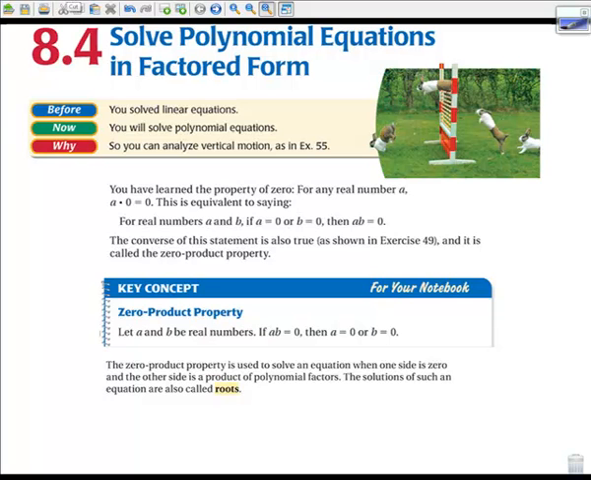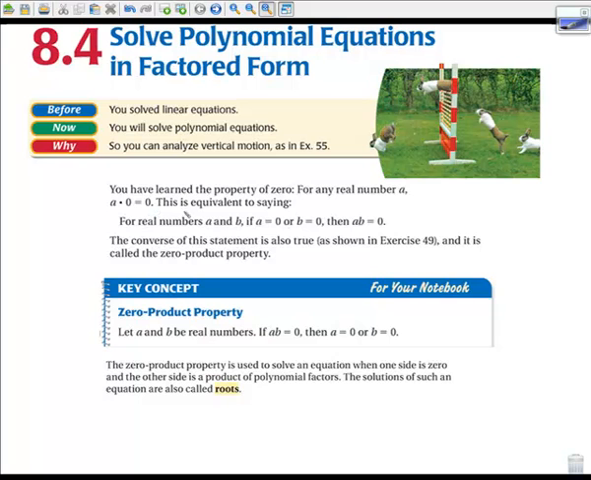Lesson 8.4 is solving polynomial equations in factored form. So this is the key here. We're finally going to look at these polynomials and we're going to be able to figure out what the value of x is. Here it says you've learned that the property of 0, which means for any real number a times 0 is 0.